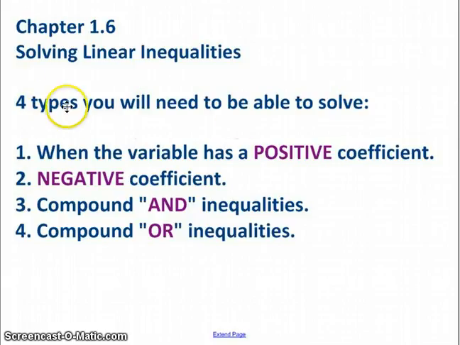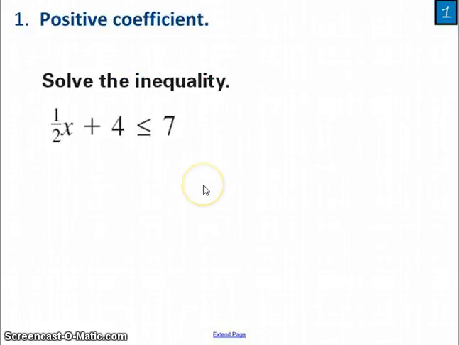Speaking of the highlights, there are 4 types of linear inequalities that you're going to need to be able to solve. First of all, sometimes the variable has a positive coefficient. It's a different story when it has a negative coefficient, and we have a different approach for that. Sometimes we have what we call compound inequalities. Sometimes those compound inequalities are what we call and inequalities, and sometimes they are what we call or inequalities. We'll learn how to solve each of these 4 types, starting with this first one.